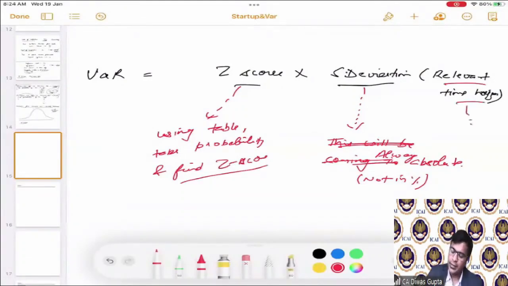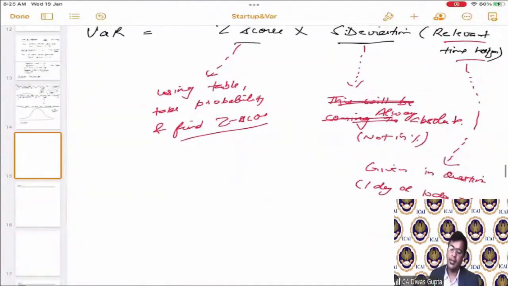Relevant time horizon means what is given in the question. It can be 1 day, or it can be 10 days, or it can be any number of days. For that only we have to take the standard deviation. This is called VaR. Simple.